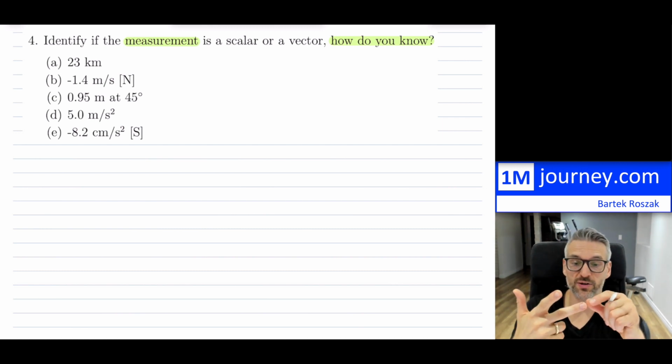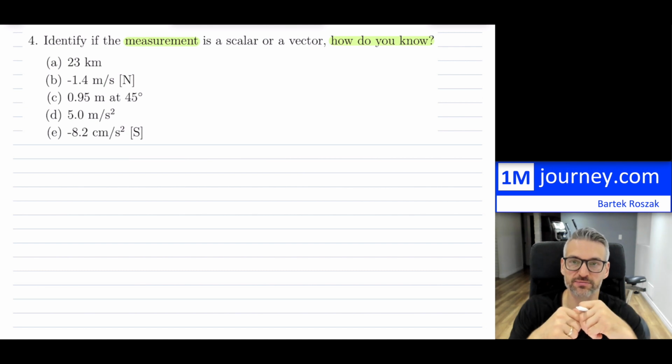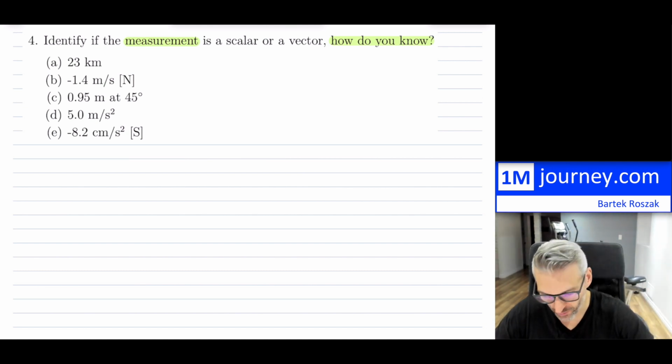And then there's a third thing that you will need to know, and this third thing tells you if it's a scalar or vector. If there is a direction attached to the measurement, then you know that it's a vector. If there is no direction at all attached, then you know that it's a scalar. All right, so it's actually relatively simple.